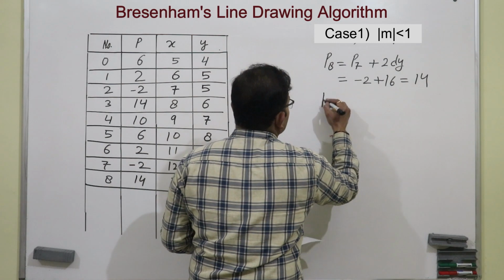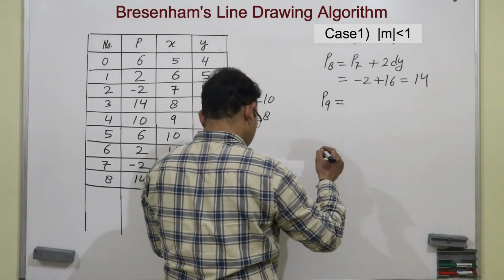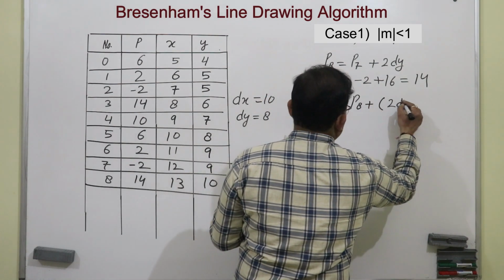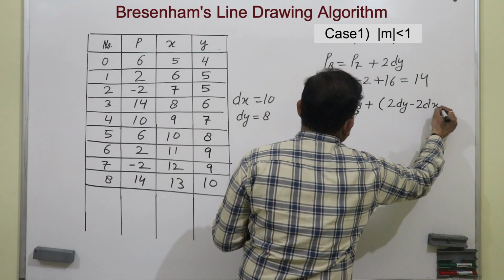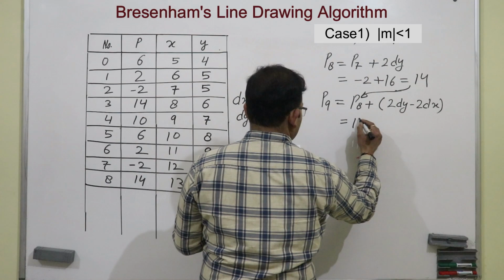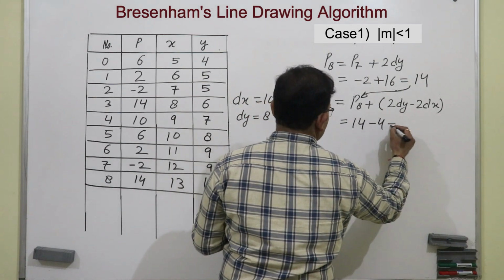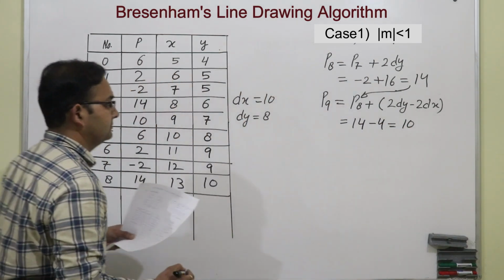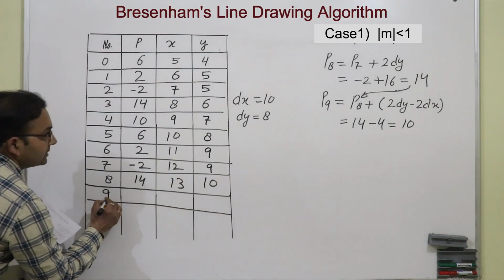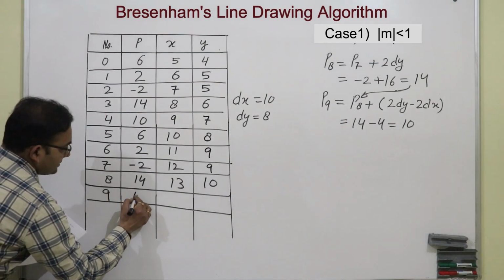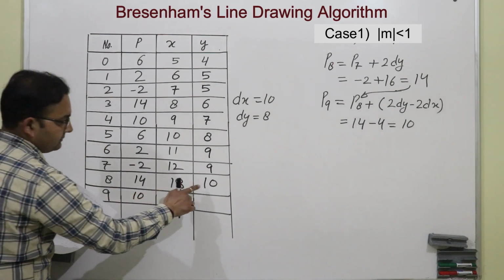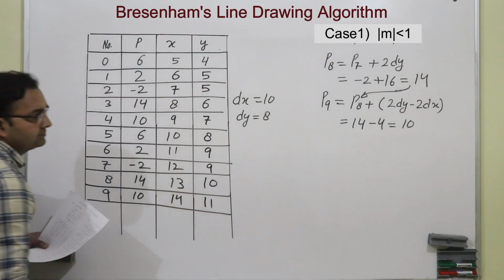Then P9 equal to P8 plus 2 dy minus 2 dx, it will come here, 14 minus 4 equal to 10. P9 value is 10, it is positive, so y will increase, it will be 11.